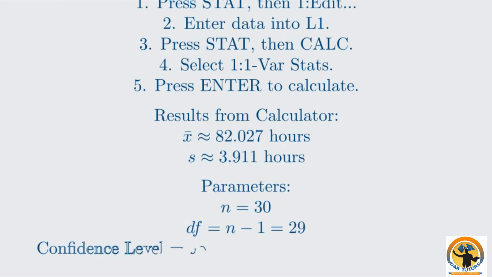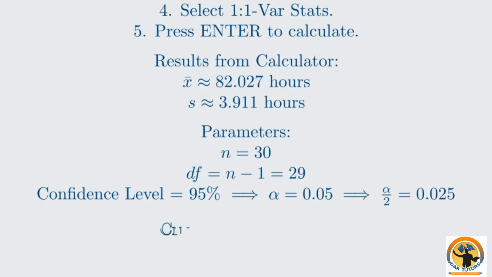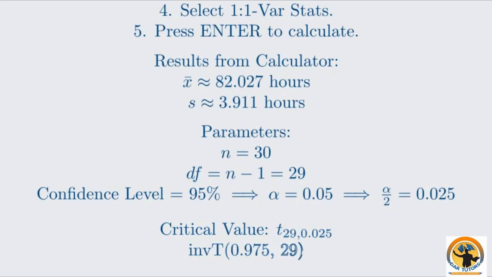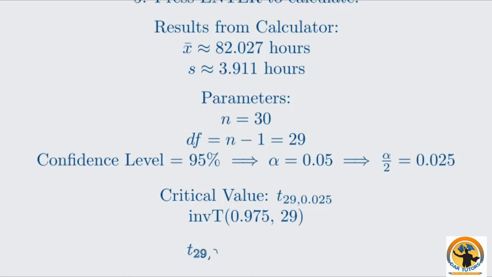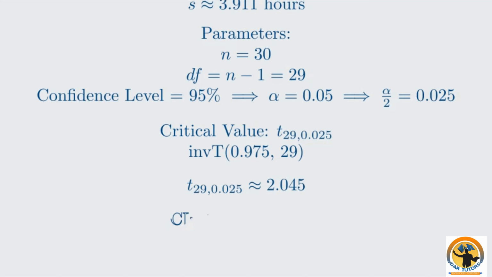The confidence level is 95%, meaning alpha is 0.05, and alpha over 2 is 0.025. We need to find the critical t-value, t sub 29, 0.025. Using our calculator's inverse t function, we input 0.975, which is 1 minus 0.025, and 29 degrees of freedom. This gives us a critical t-value of approximately 2.045. Now we can build the interval.